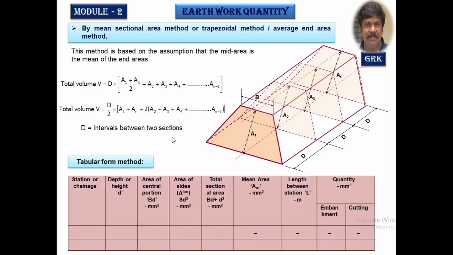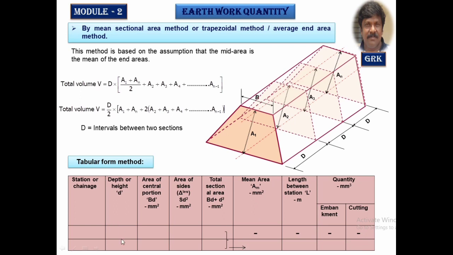You can have the tabular form also. Get the changes. Note the depths of the different sections. Get the areas of the middle and the side areas. After that, you take the mean area. Take the area of the first one, area of the second one, average it, and put it in the next mean area column.